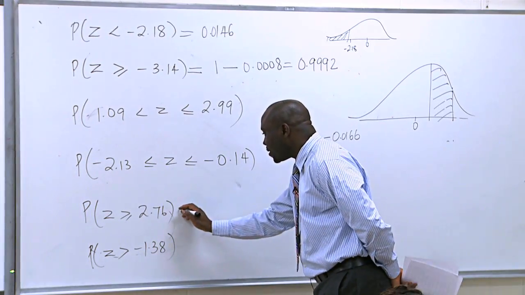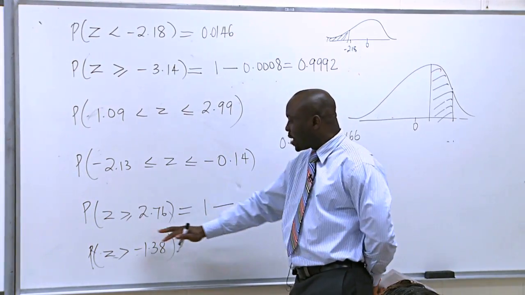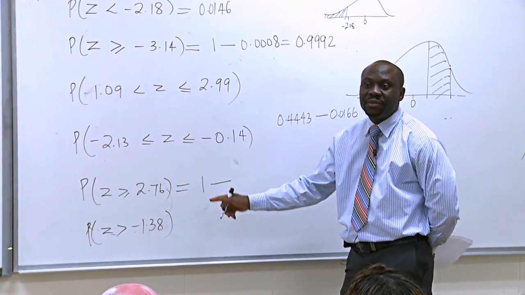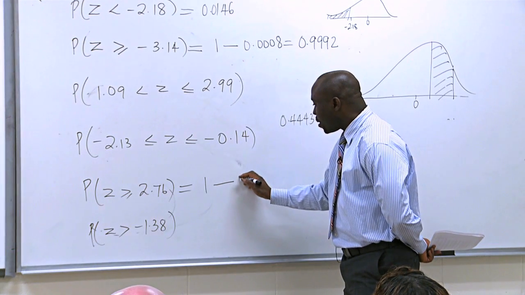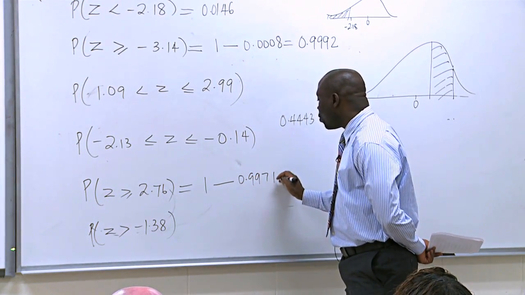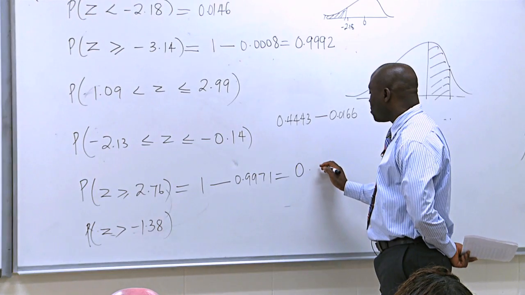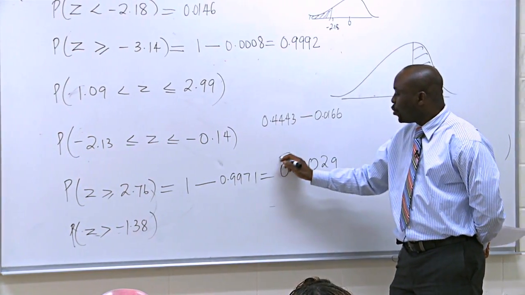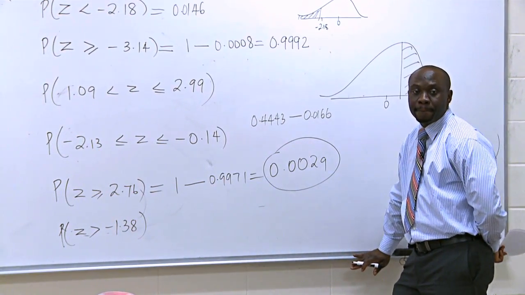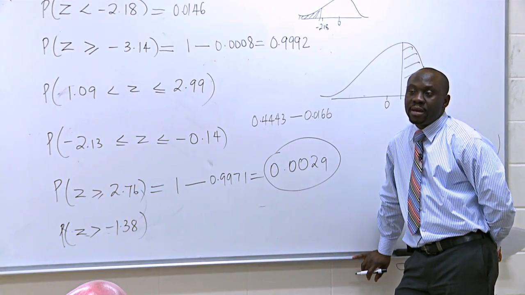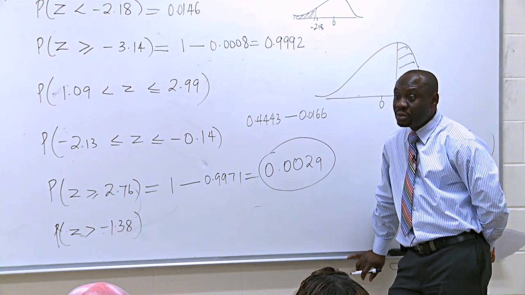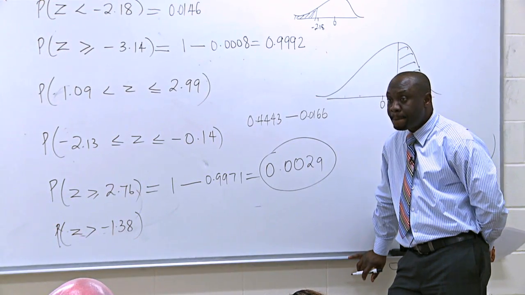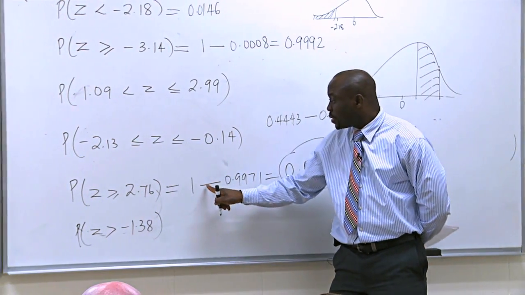So let's do this first. So this will be 1 minus, can you read this from the table? Yeah, 2.76. So 2.7 under 6. 0.9971, which is the same as 0.0029. Do you all have 0.0029? Do you square root it? No, there's no square root here. It's because it's 1 minus.